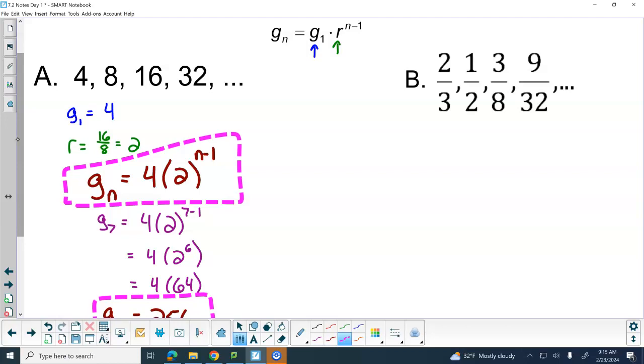Let's do this rule now. What's my first term? 2/3. What's my r value? Which 2 do you want to use? First and second, second and third, third and fourth. First and second? Okay, so I'm going to take the second term and divide it by the first term.